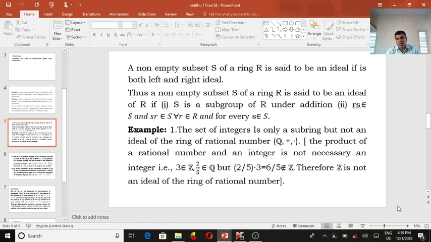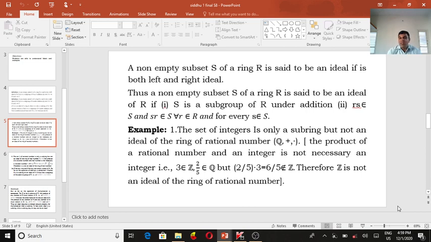Suppose I take an example: the product of a rational number and an integer is not necessarily an integer. Suppose 3 belongs to Z, 3 is an integer, and 2/5 is a rational number. I take the product 3 times 2/5. What is the product? 6/5. But 6/5 is not an integer, but a rational.